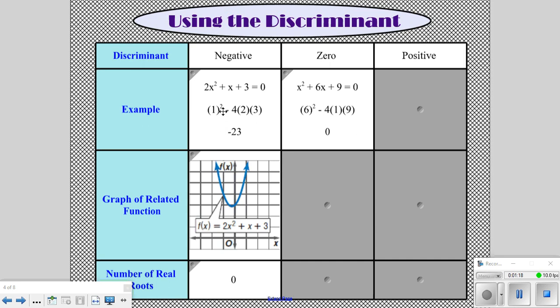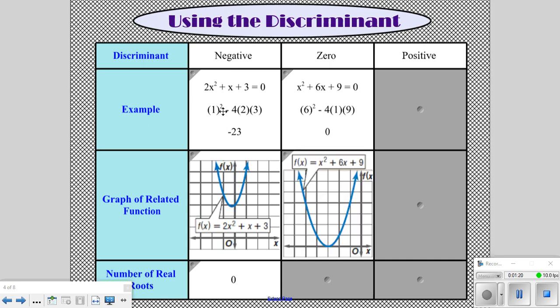If we get a discriminant and it is 0, like so, that means our graph is going to touch the axis exactly one time. So if you have a discriminant that is equal to 0, it is going to touch the x-axis exactly one time, which then tells us that we have exactly one solution for that.